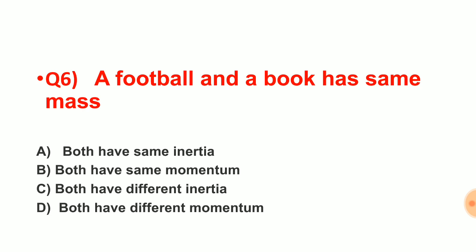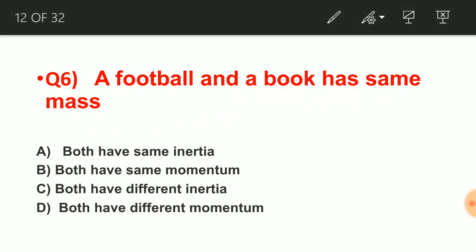Now question number 6. A football and a book have the same mass. Then both have the same inertia, both have the same momentum, both have different momentum, or both have the same momentum. So if we are only talking about mass and not about velocity, the momentum term will not be there. So option choices B and D are wrong choices for this question.